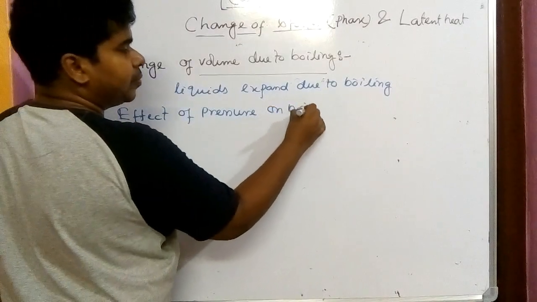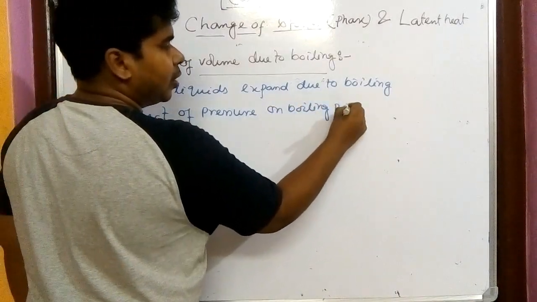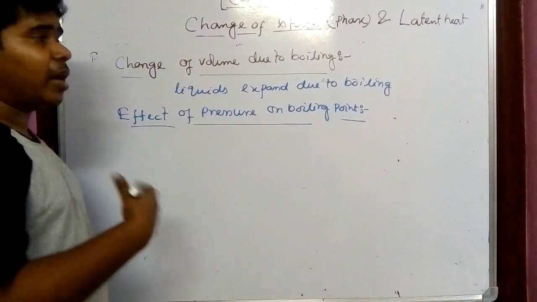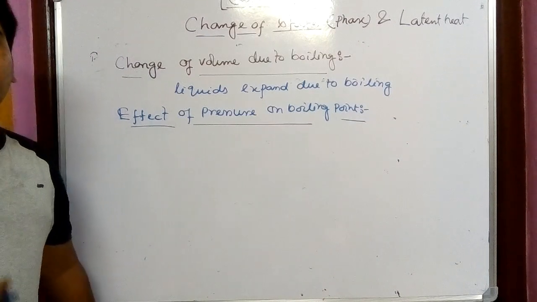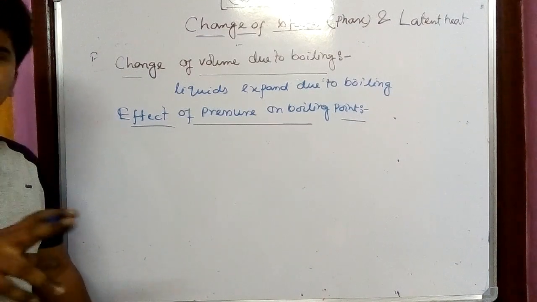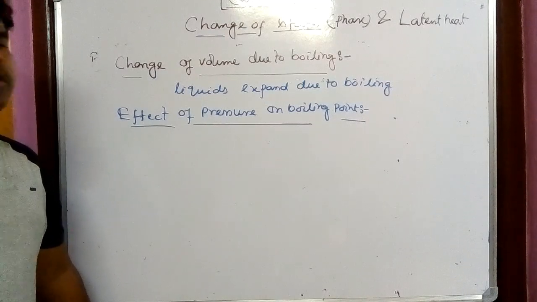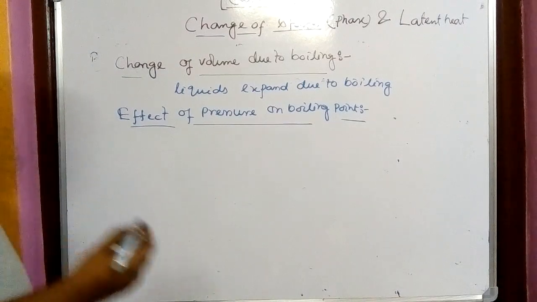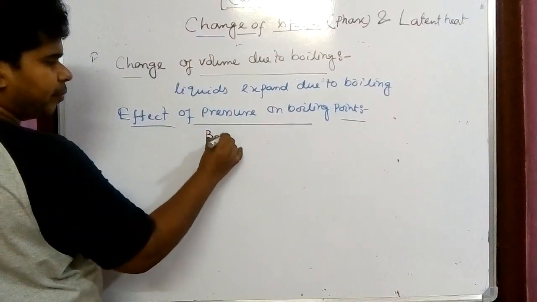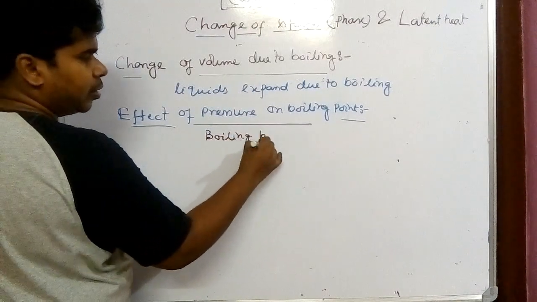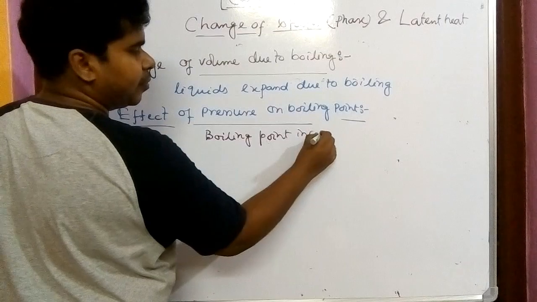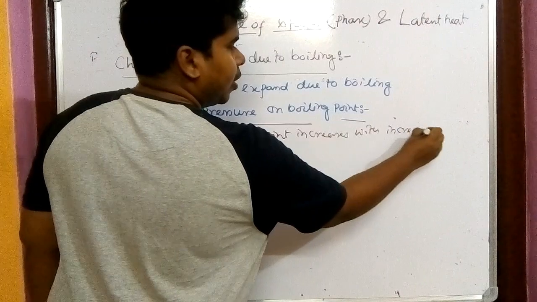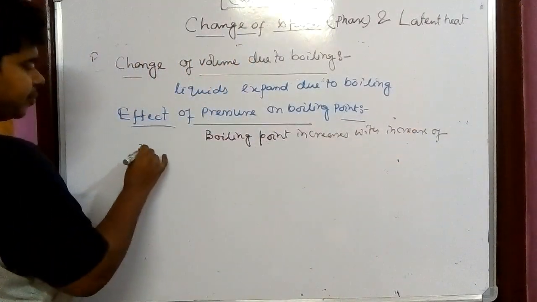And that's why, if I write the effect of pressure on boiling point, for the previous case in melting we have seen that due to the application of pressure the melting point can change in two different ways for different substances, but here it is only one thing. So if you increase pressure, the boiling point increases with increase of pressure.